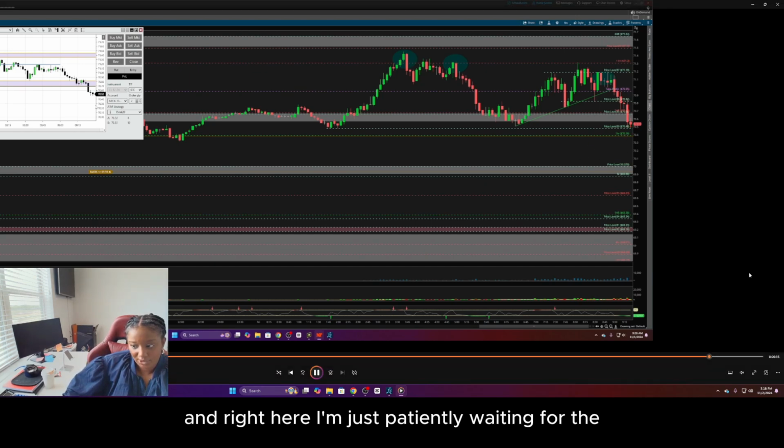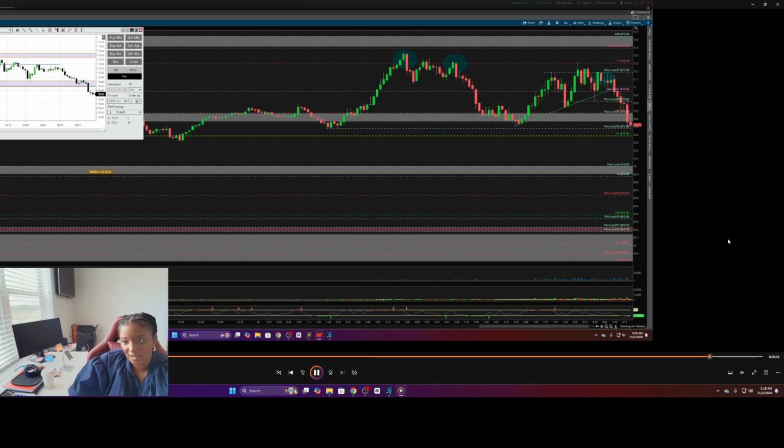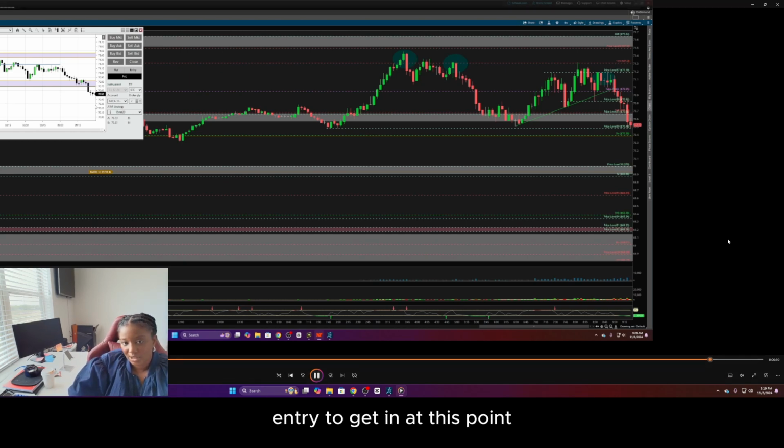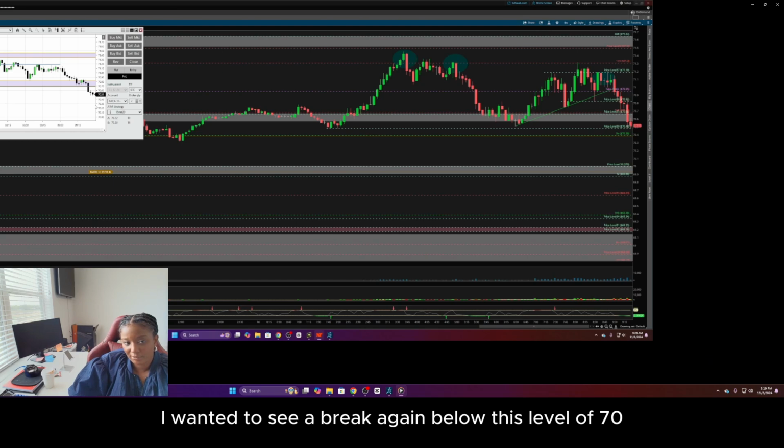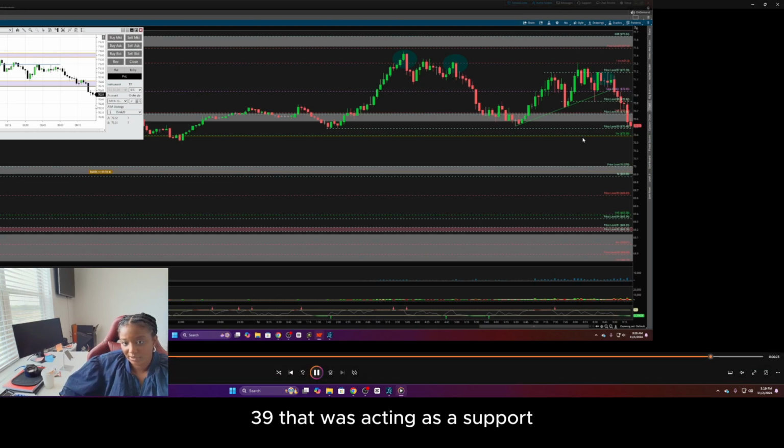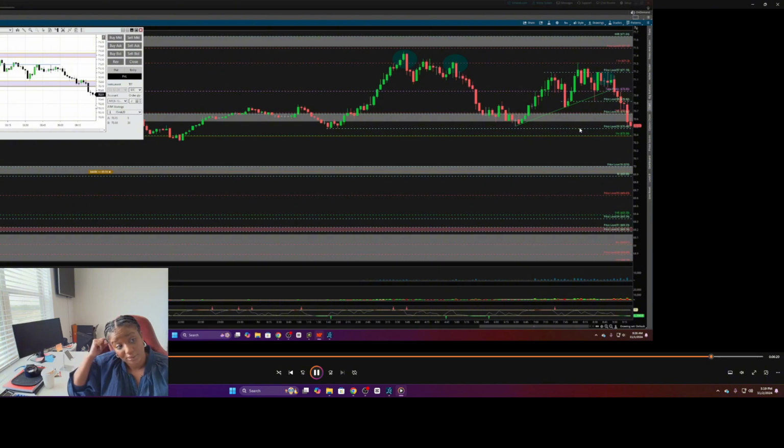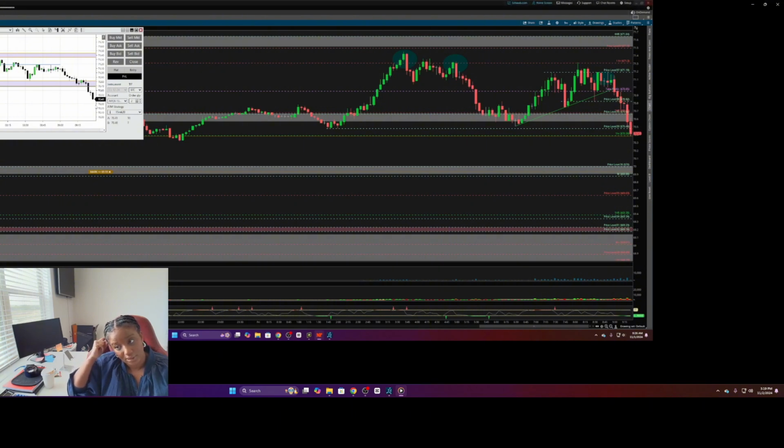And right here, I'm just patiently waiting for the entry to get in. At this point, I wanted to see a break again below this level of 70.39 that was acting as a support. All right, we see it went bling.